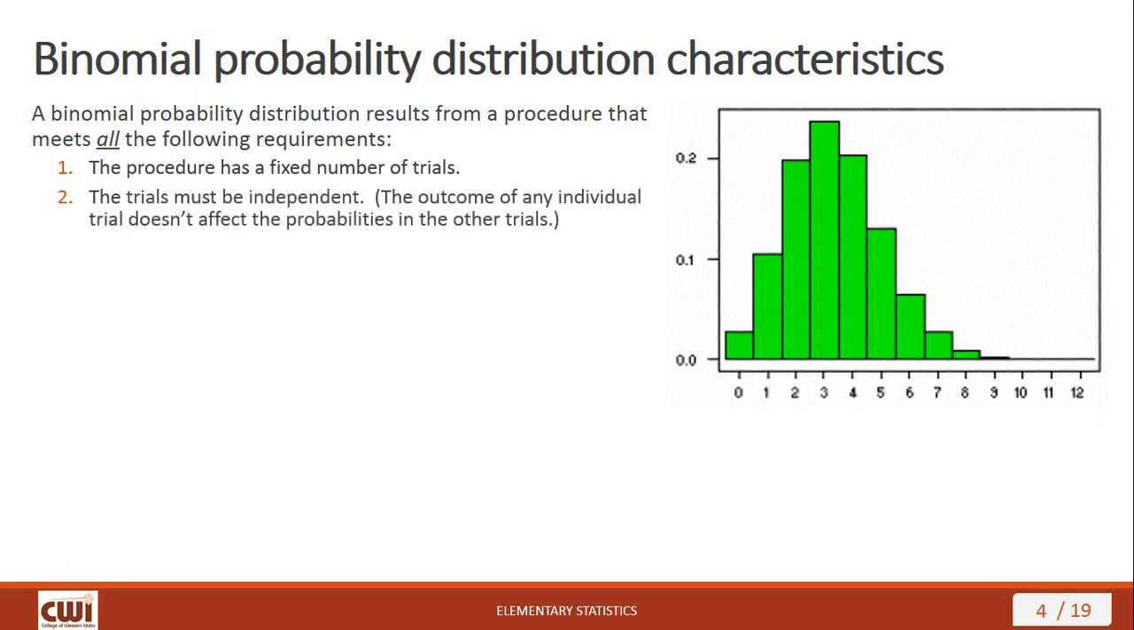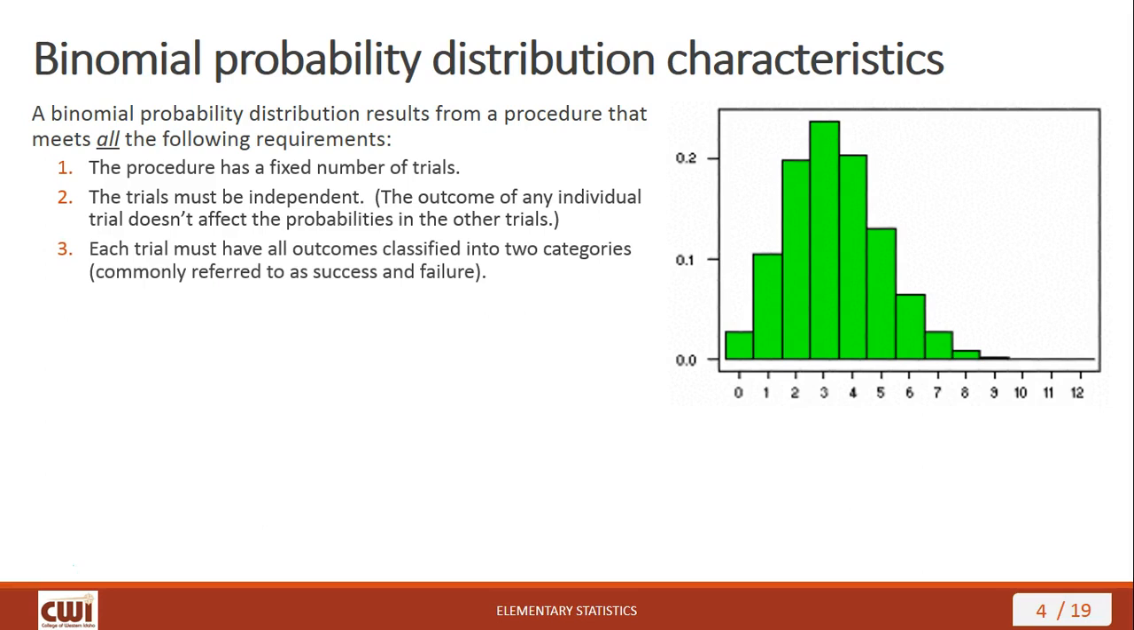Second, those trials must be independent. That means the outcome of any one trial is not determined or influenced by the outcome of any of the other trials. So all the probabilities associated with each trial are independent. Third, each trial must have all outcomes classified into one of two categories. We commonly call these categories success and failure.